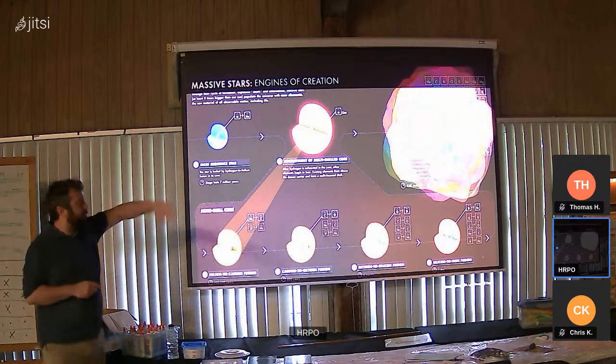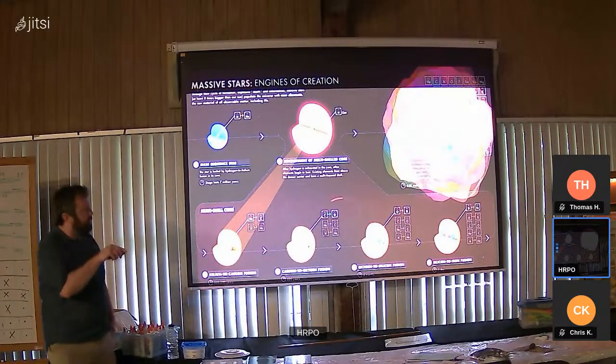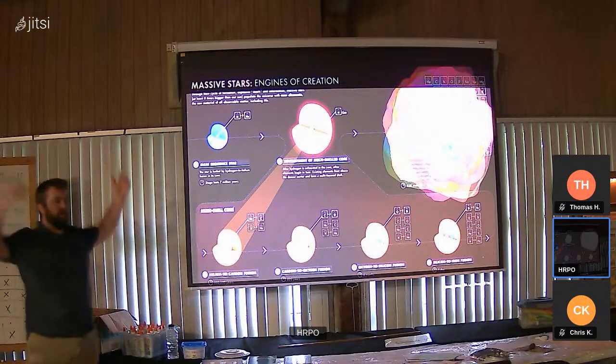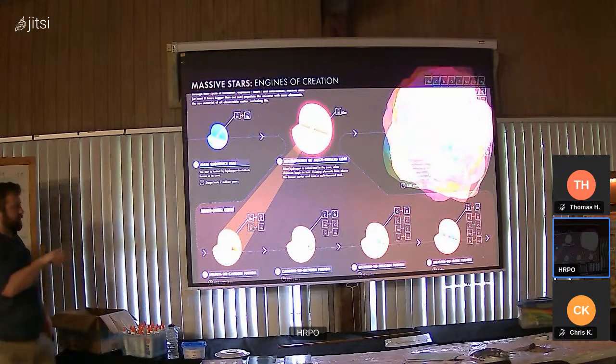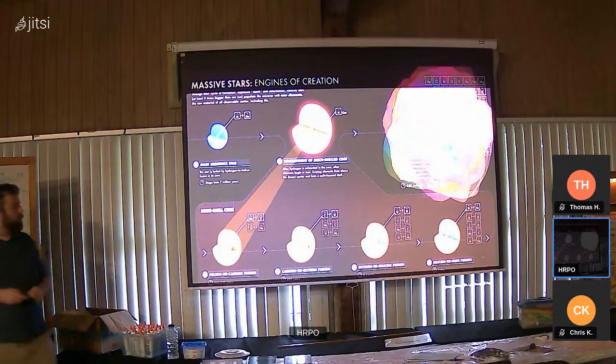I described the process of how massive stars build up individual elements in shells, and it's the shells that get ejected in the explosion. The core gets either destroyed and becomes a black hole, or it stays as a neutron star.